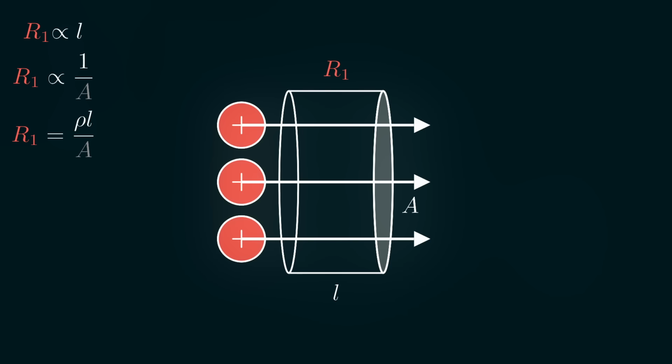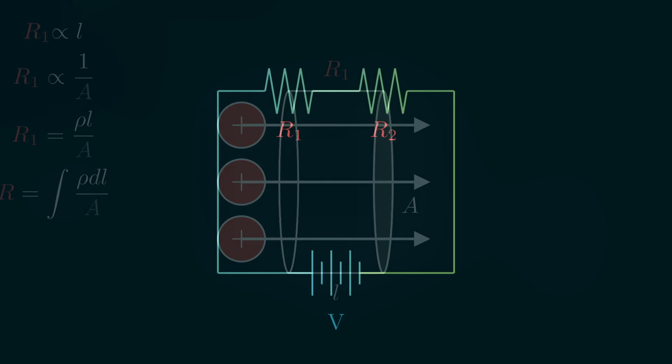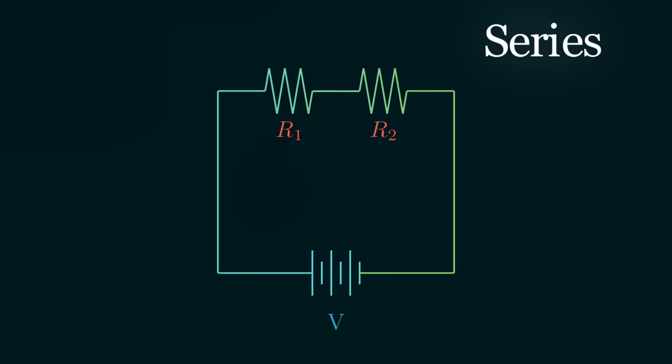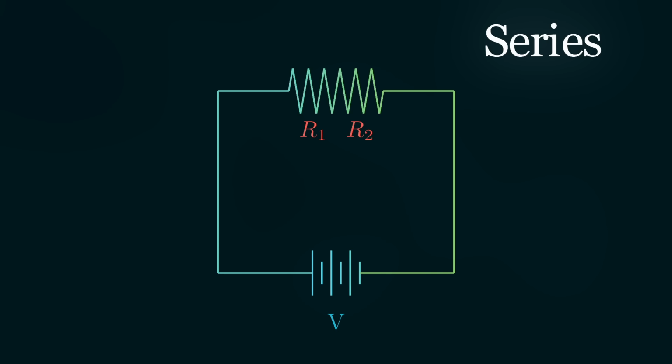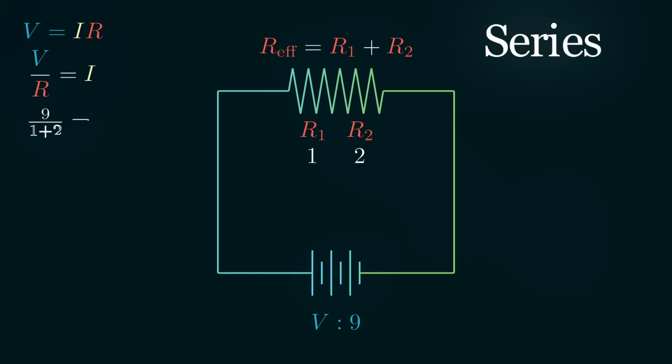And if you ever need to get the resistance of some weird object, then you're just going to add it up across each differential length as we've seen before. So when we put two resistors in series, one after the other, then we're effectively creating a larger resistor with a larger length. Since the resistance is proportional to length, we can get the effective resistance by just adding R1 and R2. So if our voltage is 9, R1 is 1, and R2 is 2, then the effective resistance is 3, and the current is 3 amps.